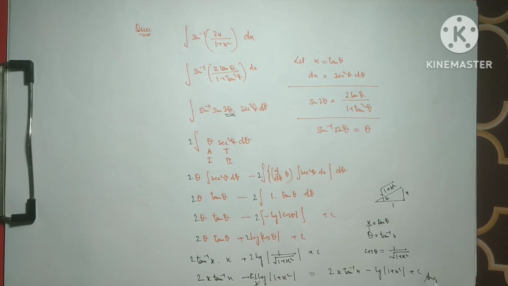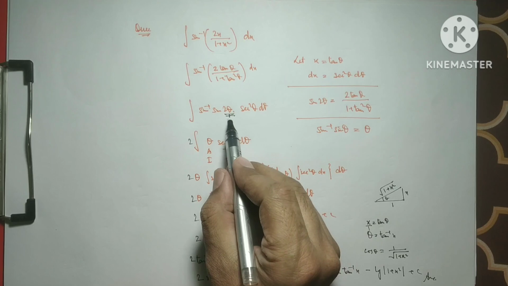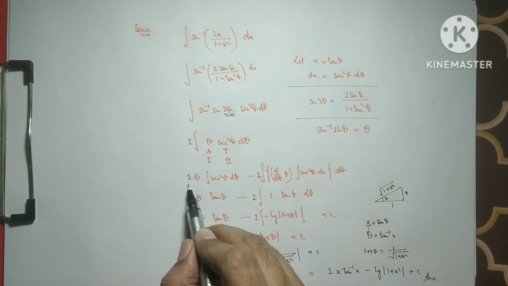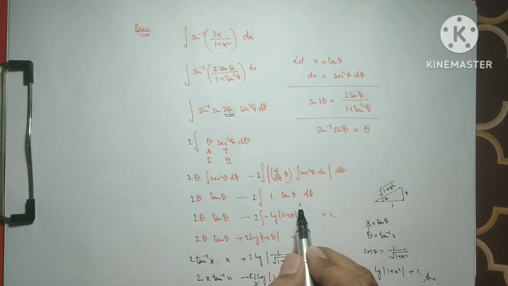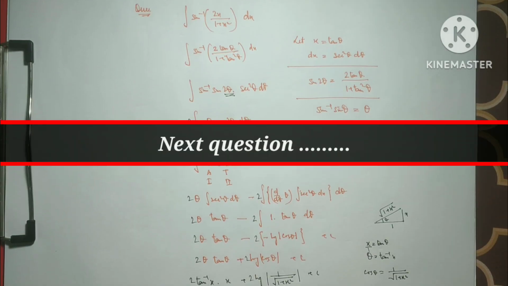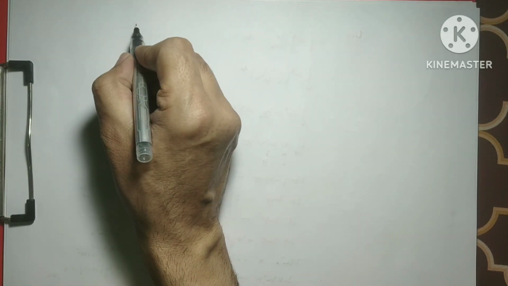So this is the answer. There is a little bit of a mistake, so we forgot this 2 and this will be multiplied with this expression. So finally when we get 2 and the half power of log comes in multiplication, that will be cancelled out. So we have the answer 2x tan inverse x minus log of 1 plus x square. So this is the answer. Now next question.